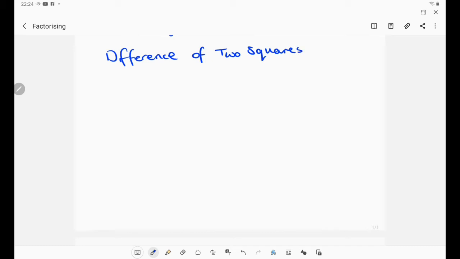What is the difference of two squares? Quite literally, it is the difference between two squared terms. So, if I had x squared, and remember finding the difference of two things means take away, y squared. That would be the difference of two squares. Now there's a really cool trick that we can use to factorise these.